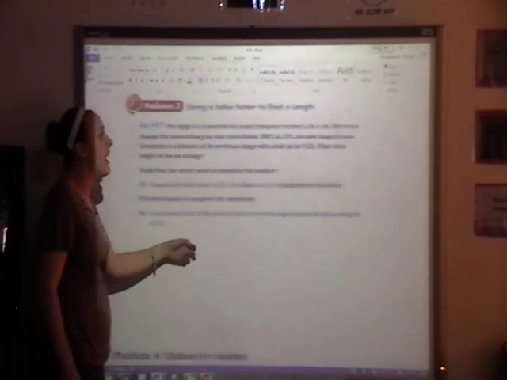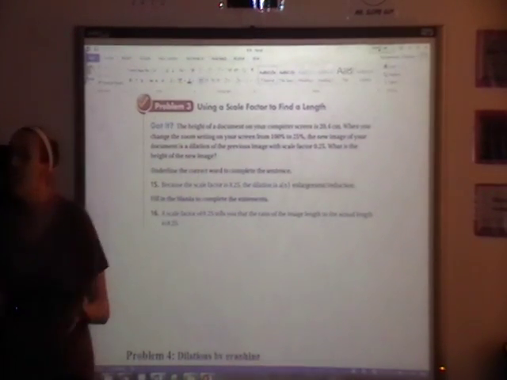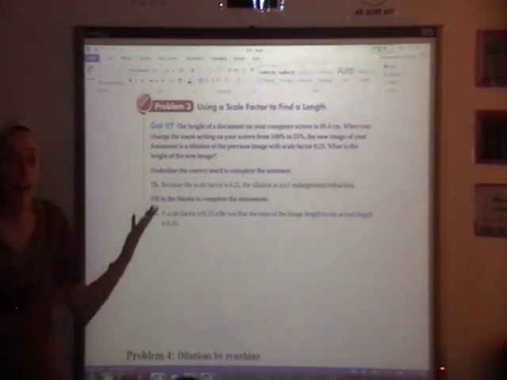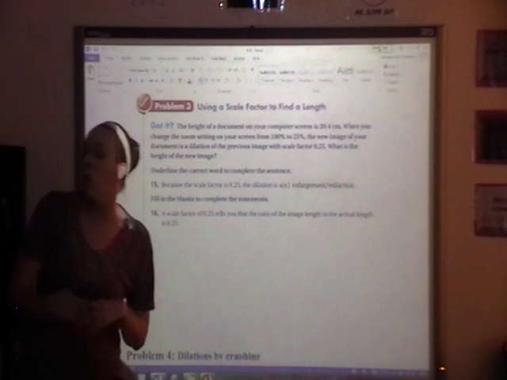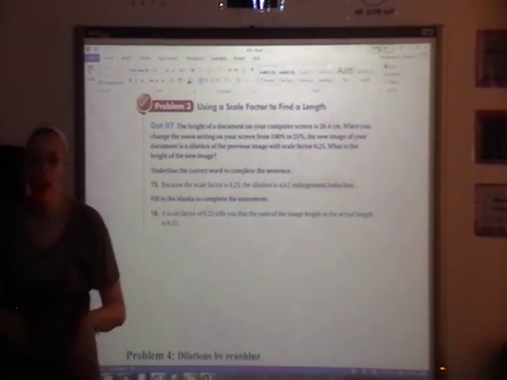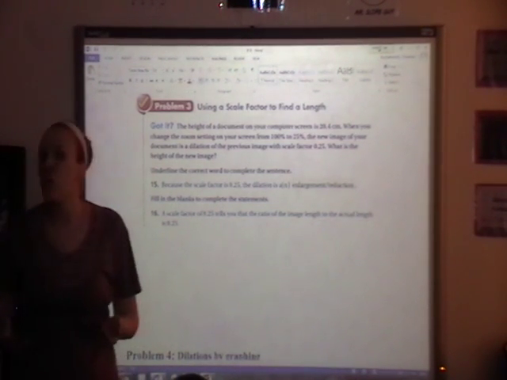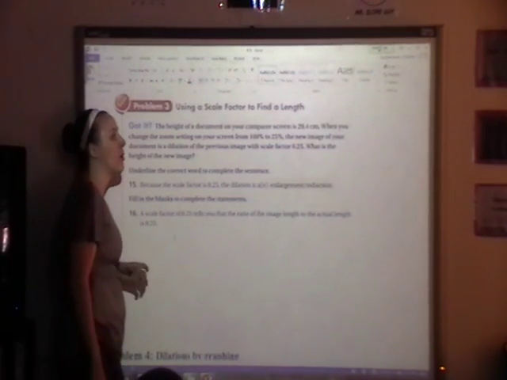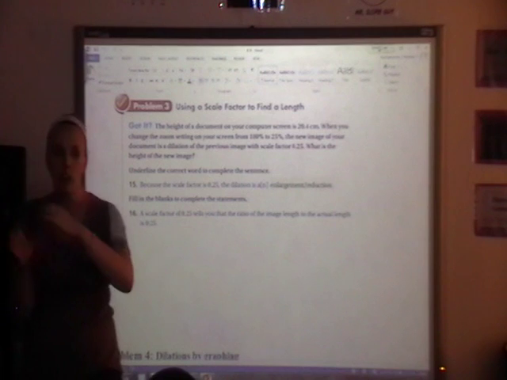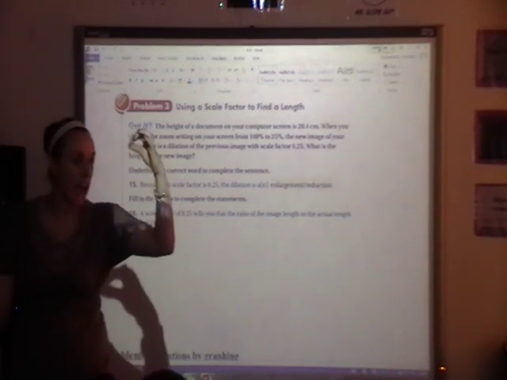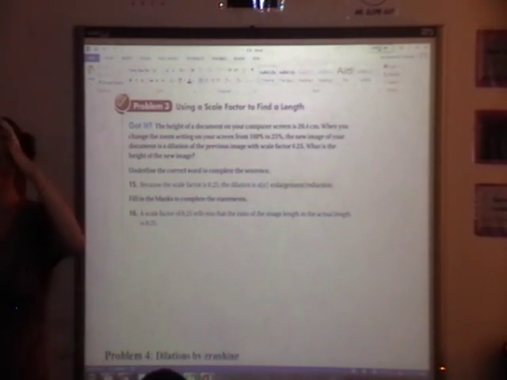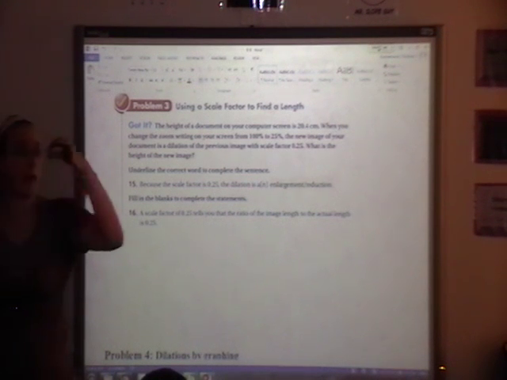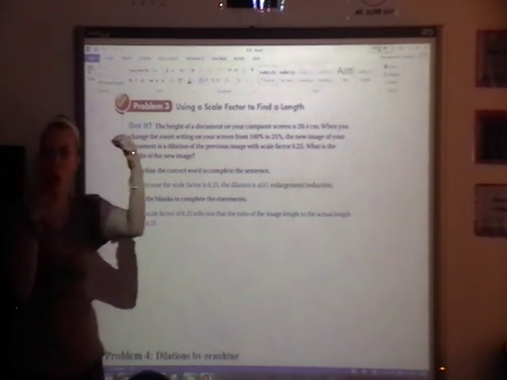Using scale factor to find the length. So if I give you scale factor now, we can take that and apply it to find either a prime value, our ending result, or we can use it to find an original result. Ultimately you're creating an equation and solving it. It says the height of a document on a screen is 20.4 centimeters. That's what I start with.